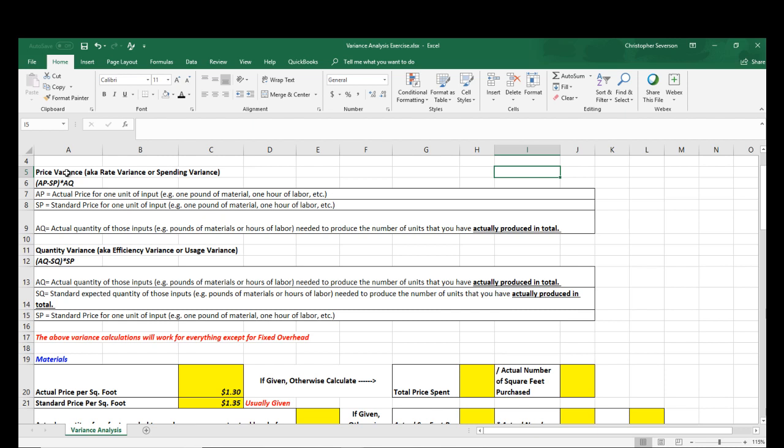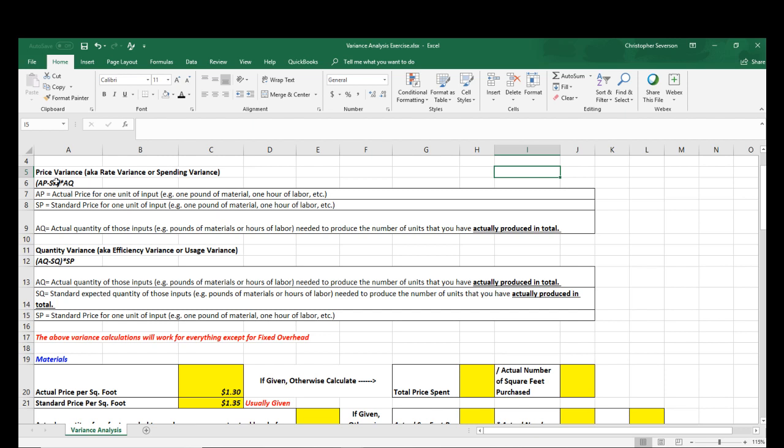Price per some sort of unit, whether it be a pound of material, an hour of labor, or whatever. The quantity variance is basically the difference in our quantities multiplied by some price. So this has a different name as well. For the labor and overhead, they sometimes call it the efficiency variance or the usage variance, but it boils down to being some sort of quantity variance. So we're going to have two items. We're going to have prices and quantities. Now, each one has an actual and a standard amount.